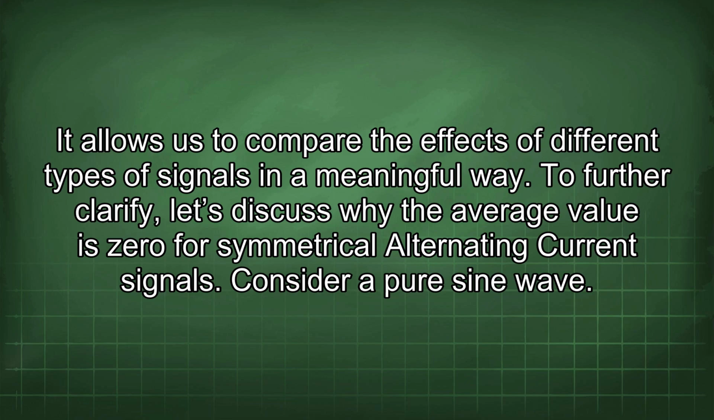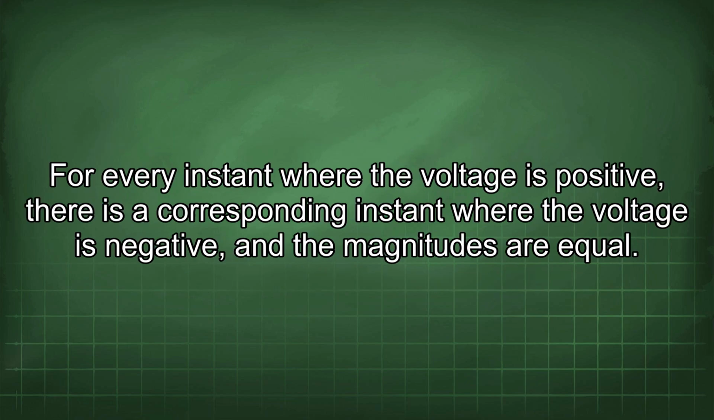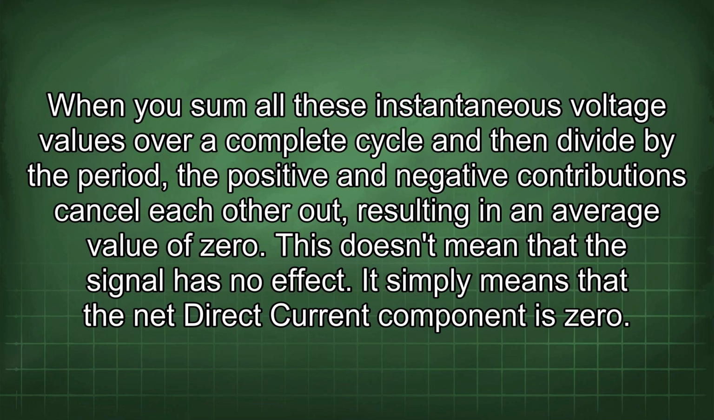To further clarify, let's discuss why the average value is 0 for symmetrical alternating current signals. Consider a pure sine wave. For every instant where the voltage is positive, there is a corresponding instant where the voltage is negative, and the magnitudes are equal. When you sum all these instantaneous voltage values over a complete cycle and then divide by the period, the positive and negative contributions cancel each other out, resulting in an average value of 0. This doesn't mean that the signal has no effect. It simply means that the net direct current component is 0.